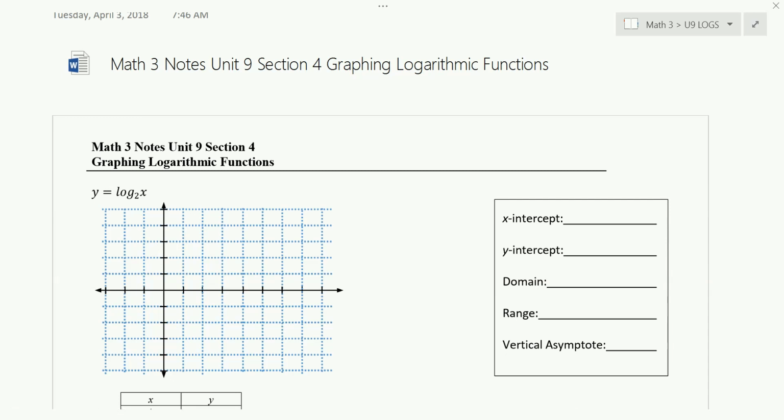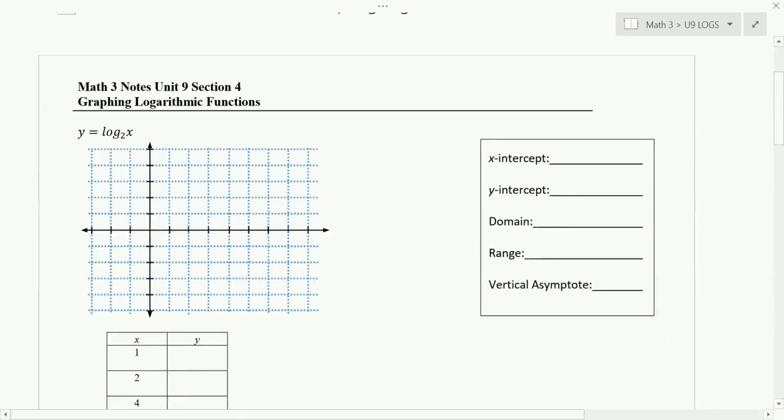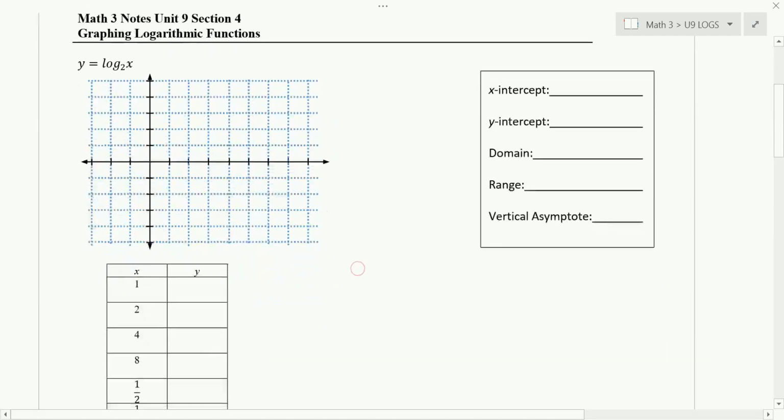Math 3, Notes, Unit 9, Section 4. We're going to look at the graphs of logarithms. As we do with other functions, we get an idea of what the parent graph looks like first, and then from there that helps us in our graphing with other functions in that form. So we want to get an idea of what log base 2 of x looks like.